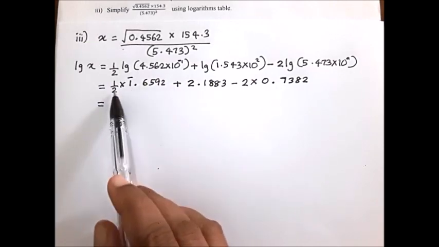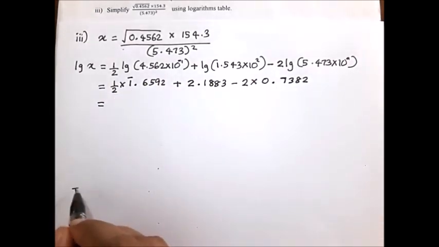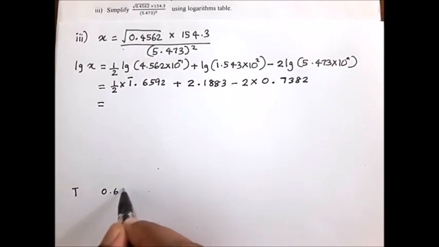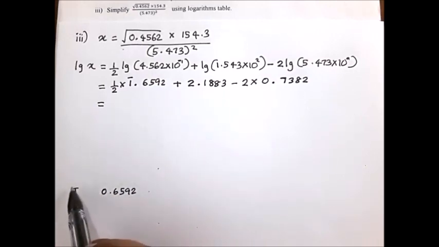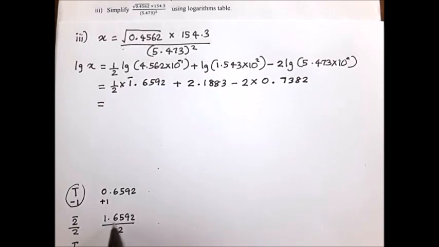To divide this one by 2, first separate into two parts, bar 1 and 0.6592. You have to convert this into bar 2. So add minus 1 here, add plus 1 here. This becomes bar 2 and here 1.6592. Divide this one by 2 and divide this one by 2. 2 divided by 2 is bar 1. When you divide 1.6592 by 2, 0.8296. Then again join these two parts: bar 1.8296.